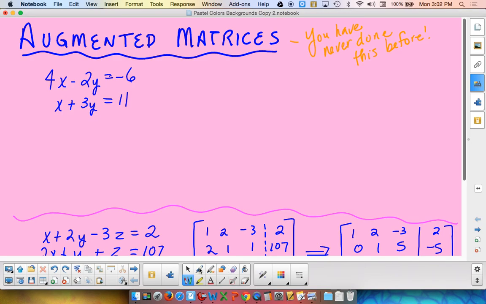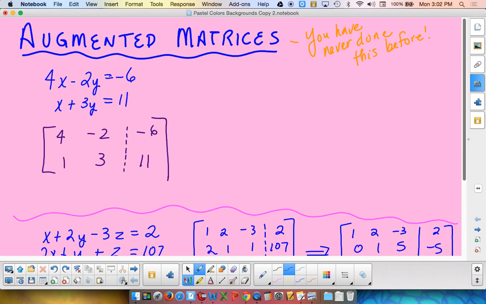So when you turn this into an augmented matrix, that part of it is actually quite simple. You're simply going to write it as 4, 1, you're going to get your x coefficients, -2, 3, your y coefficients, and we draw a little dotted line. Not essential to draw the dotted line, but I will try to remember to do that. -6, 11, showing that, oh, that's the numbers it's equal to. And so now you've created an augmented matrix.